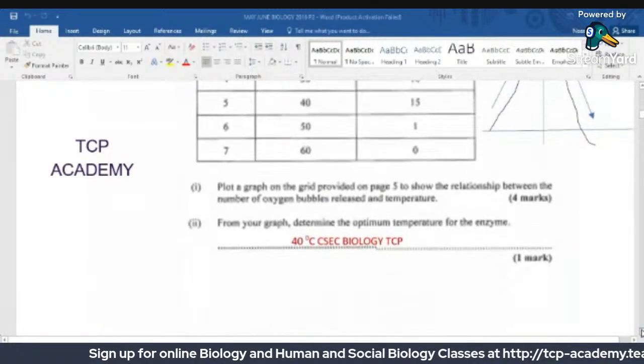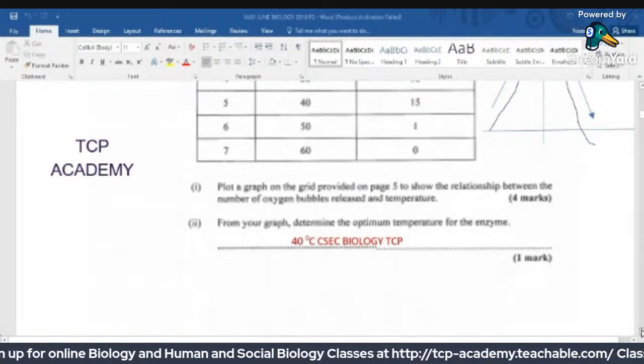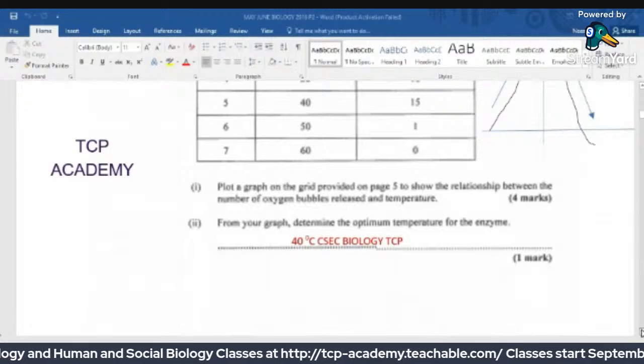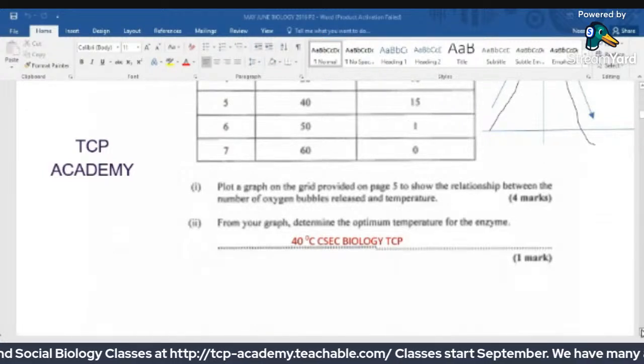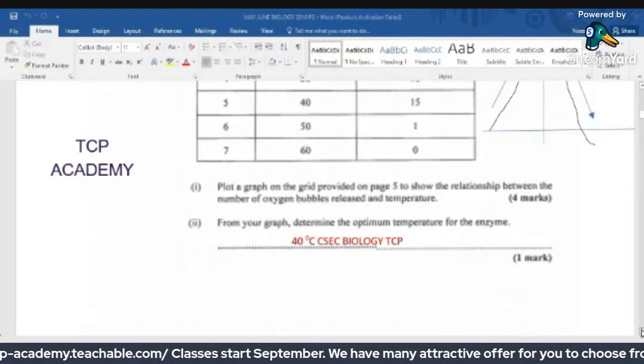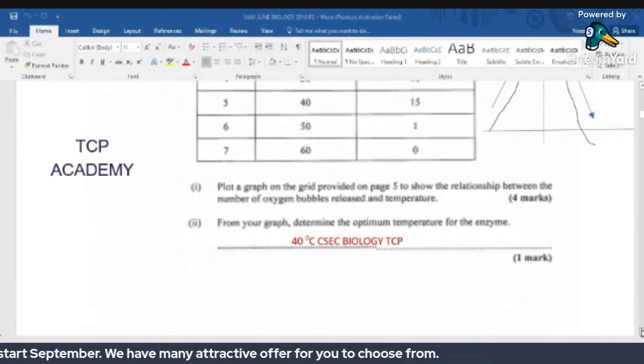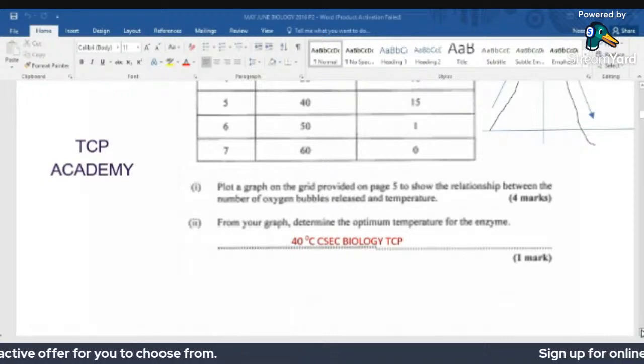Great. So we're supposed to plot a graph on the grid provided on page 5 to show the relationship between the number of bubbles and, of course, temperature. So here we're seeing 2 things. It tells us what we're supposed to plot. We're supposed to plot number of bubbles versus temperature.